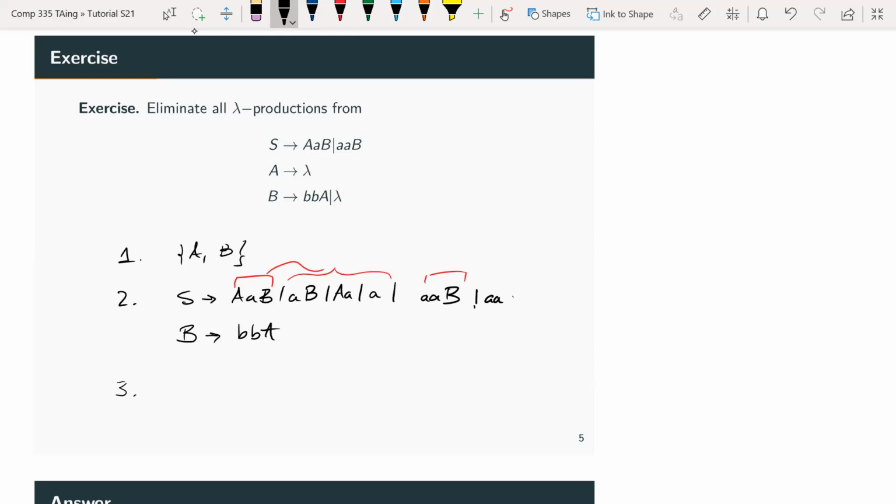Of course, A is a lambda, a nullable variable. So then I can replace A by BB. Okay, so I guess this is steps 2 and 3 together.